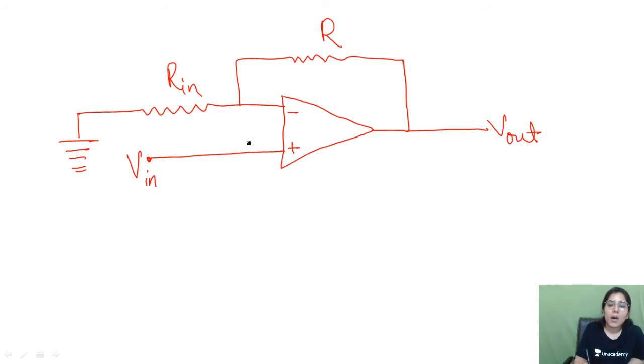Okay, now in this case you can see the input has been provided on the non-inverting terminal, and this is non-inverting amplifier circuit. Now again you want to find what? You want to find the gain of the circuit. So in this case, this voltage will be V input due to the virtual ground concept. Okay, because we consider the terminals have been connected internally to each other.